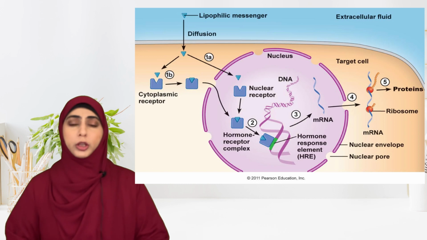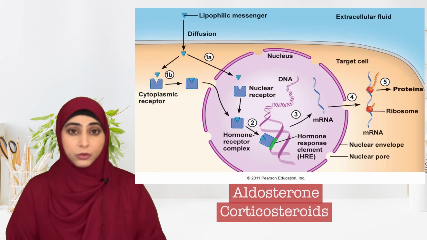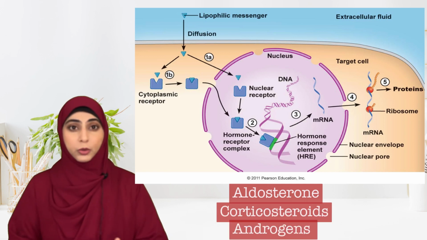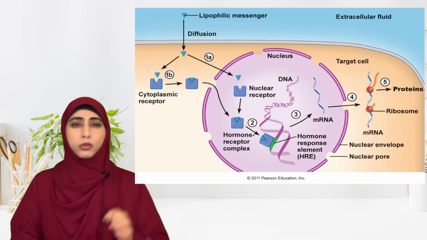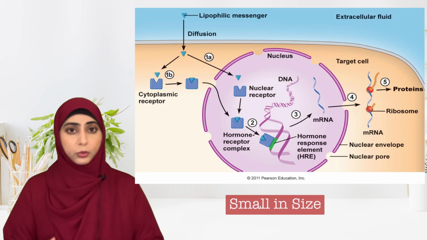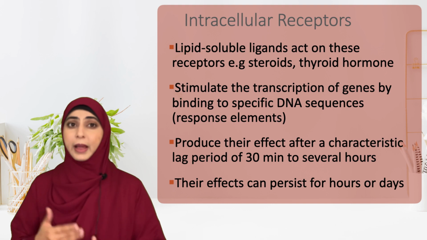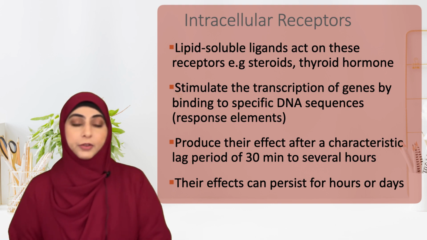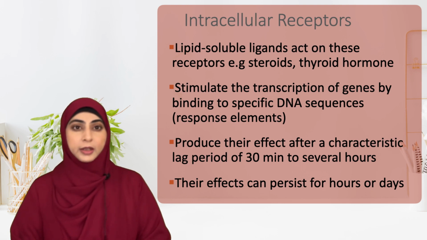Either the drug is lipid soluble, like the hormones with a steroid basis, for example aldosterone, corticosteroids, androgens. The second option is that the drug is so small in size that it can cross the cell membrane through the aqueous pores, which includes the thyroid hormone. It also has intracellular receptors. So the examples of ligands for the intracellular receptors include steroid hormones, vitamin D, and thyroid hormone.